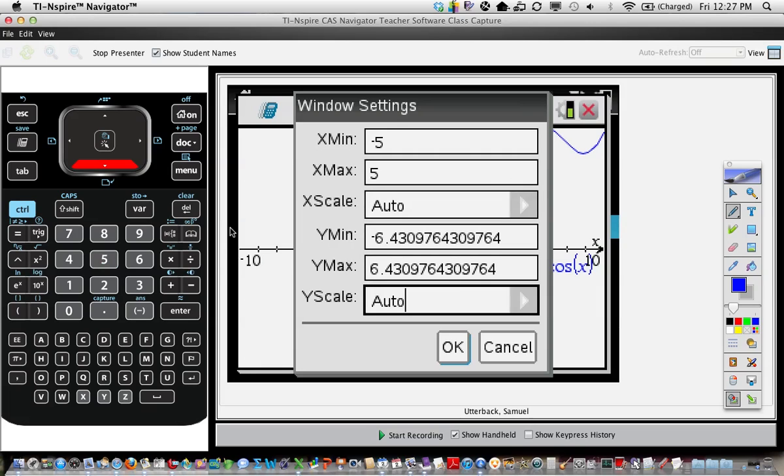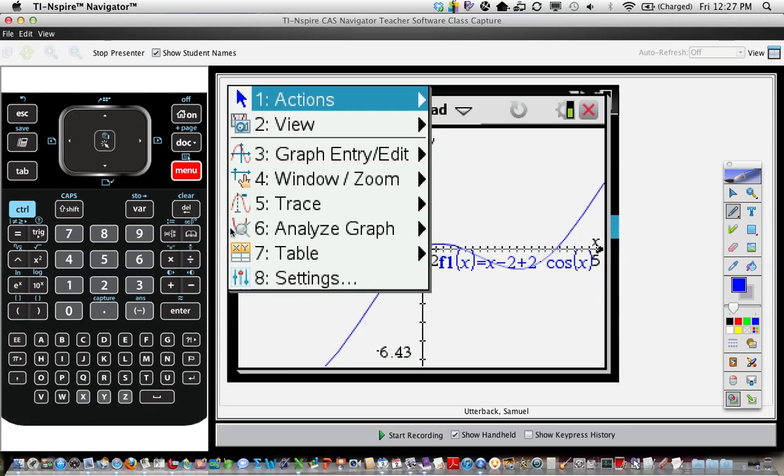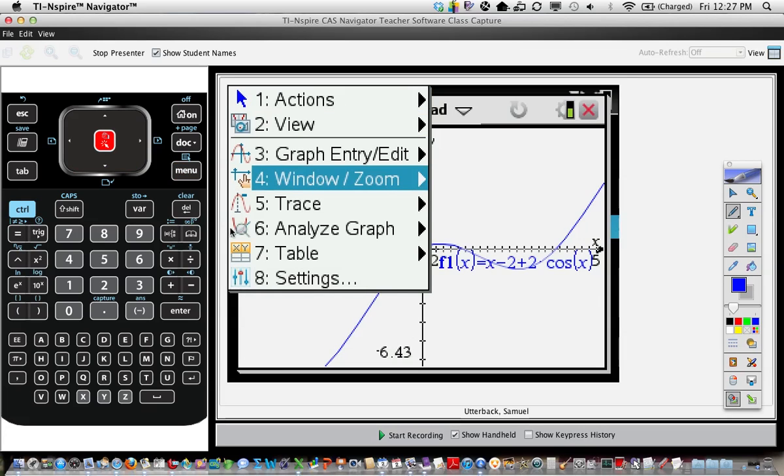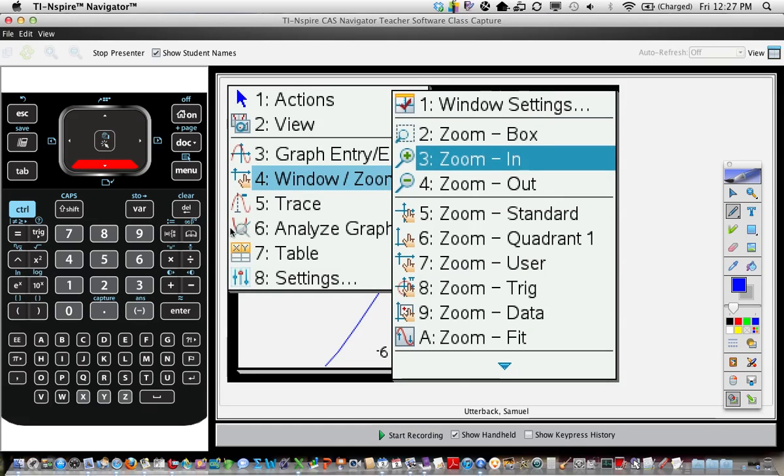Okay, and now depending on what your y is and where the graph is, you may not be able to see the whole graph. And in this case, we're losing some of it down there at the bottom. There's a really cool little feature. Go under menu again to the window, and this time don't go to window settings, but go down here to zoom fit.